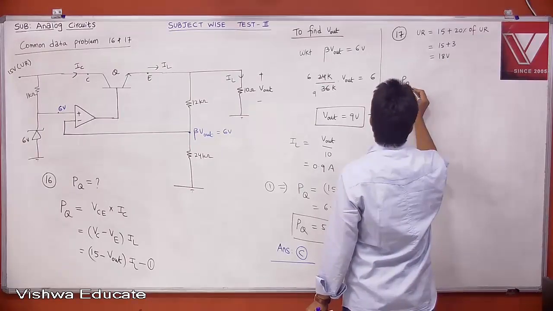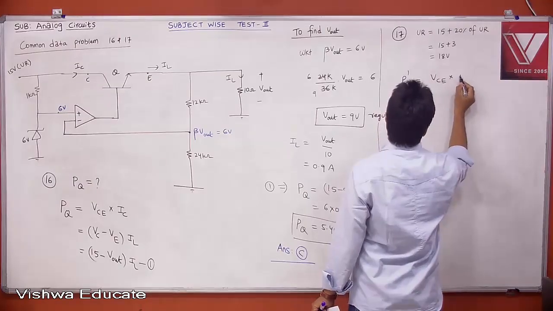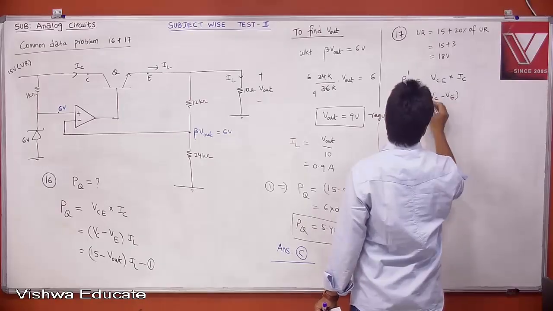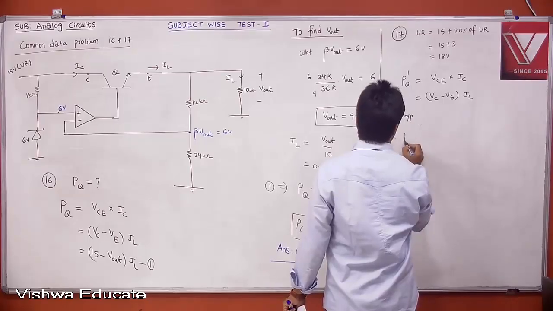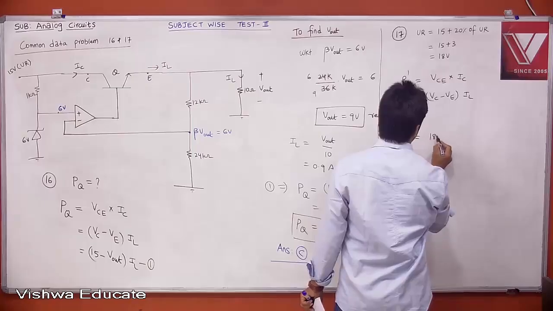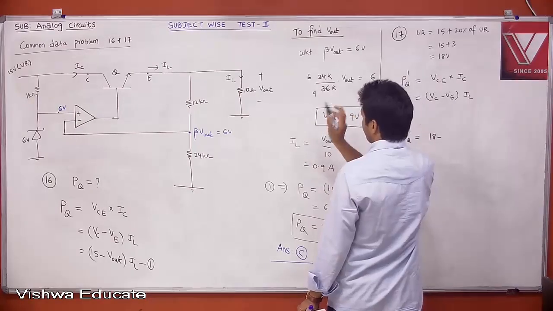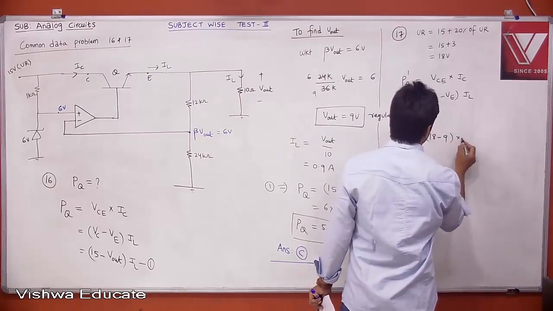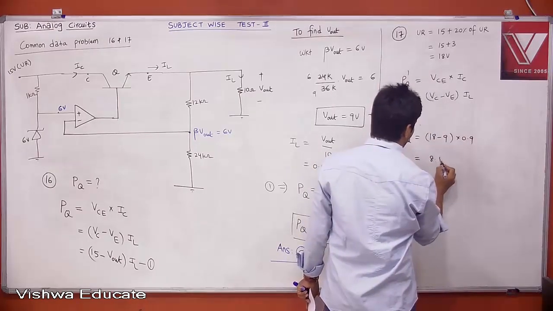Then what is your new power dissipation? It is equal to VCE into IC. What is VCE? Voltage at collector minus voltage at emitter, into the load current. Therefore, what is your new PQ? Voltage at collector is 18. Voltage at emitter, because this is regulated, your feedback will control such that your output is not changing even though your input is changing. That is 9, into your load current 0.9. It is line regulation. Therefore, 9 into 0.9, 8.1 watt.